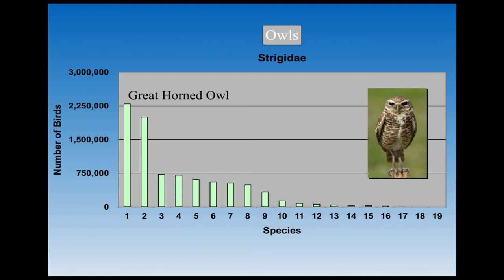Over 2 million great horned owls out there eating rats. Never see that. Northern saw-whet. So yeah, these small forest owls, these numbers are probably fairly squishy. They're much harder to monitor. They're super secretive. They're really nocturnal most of the time. So it's hard to get very good numbers on owls.